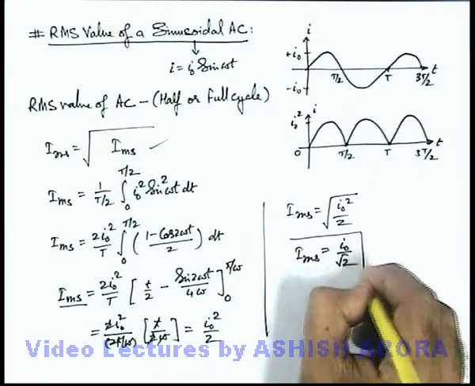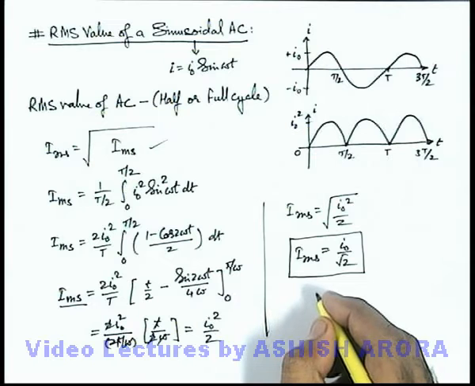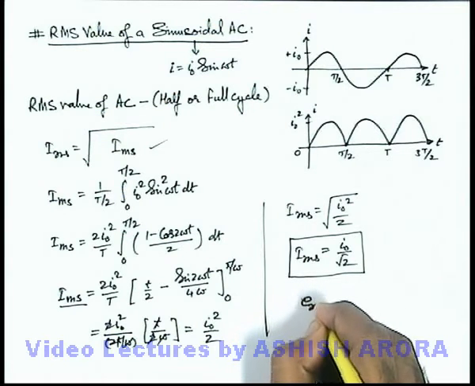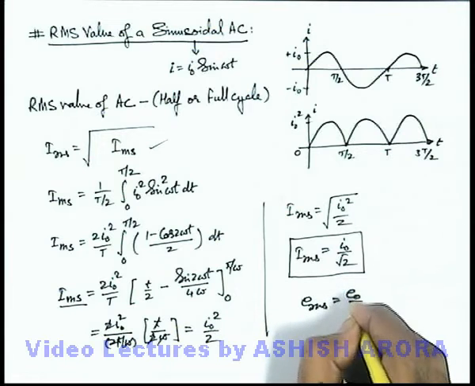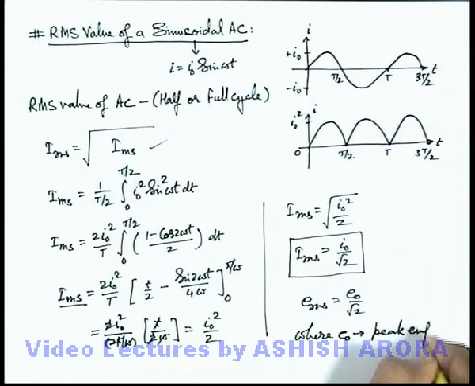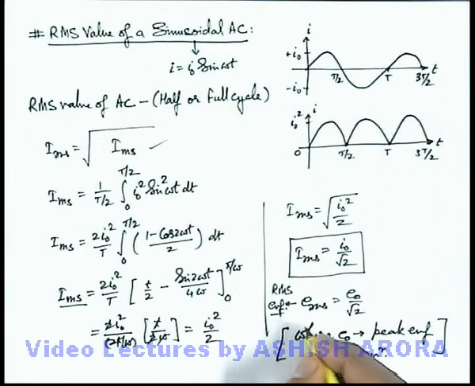Similarly, if we are given the AC EMF, then in that case, RMS value of EMF can be written as E naught by root 2, where E naught is the peak EMF of the AC generating device or AC generating source. So this can be written as the root mean square value of the AC EMF. This is also going to be used in many cases.